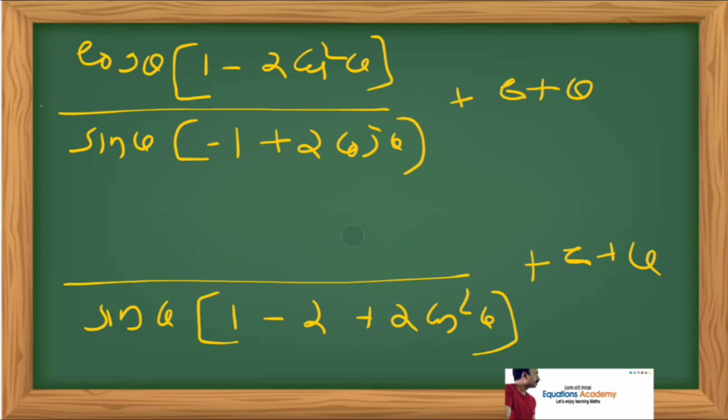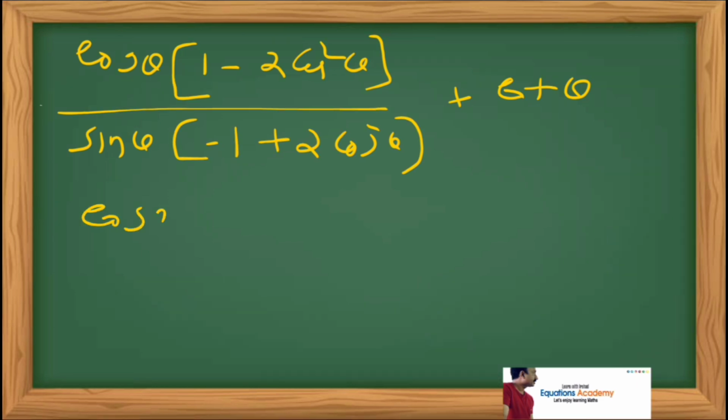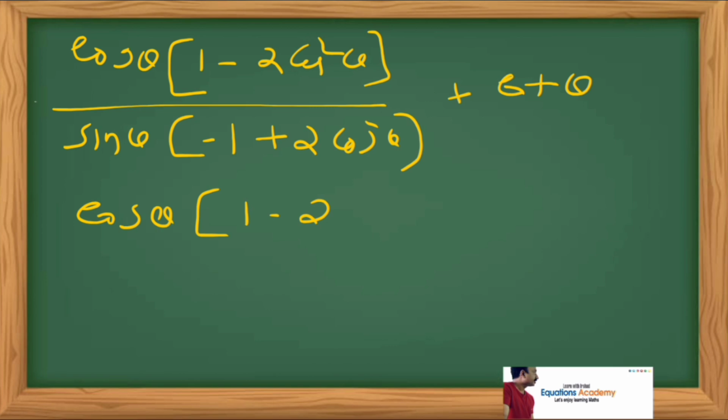This is equal to cos theta into 1 minus 2 cos square theta divided by, here we need to make sin theta into, that inside the bracket is minus 1 plus 2 cos square theta. We need to make it as 1 minus 2 cos square theta. So that the numerator 1 minus 2 cos square theta, and if you make this denominator 1 minus 2 cos square theta, it will be cancelled.